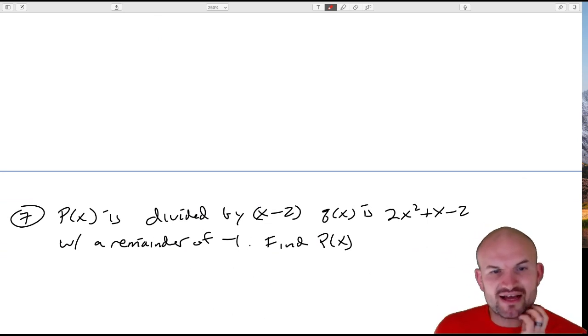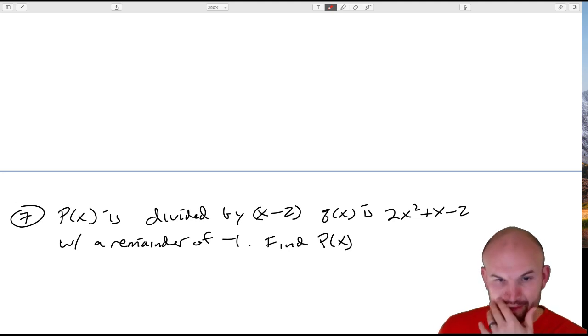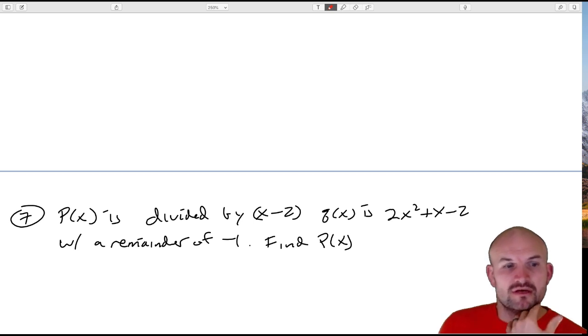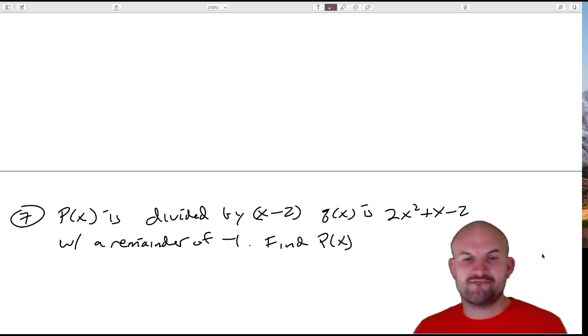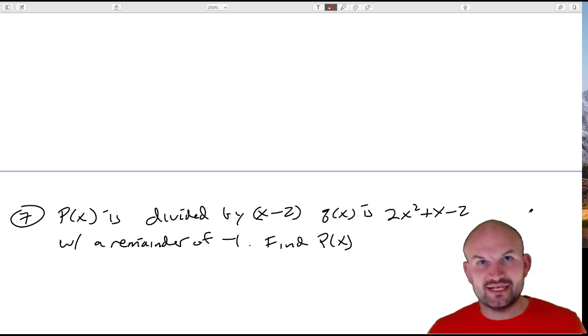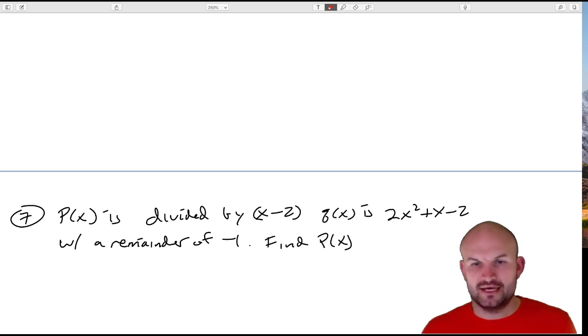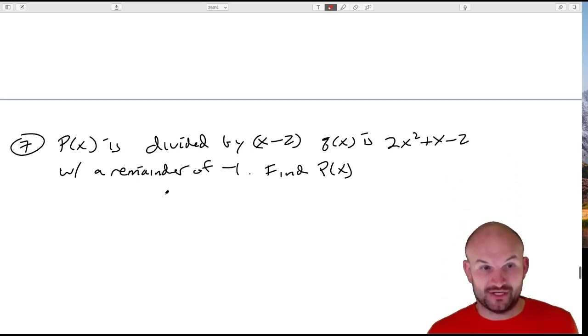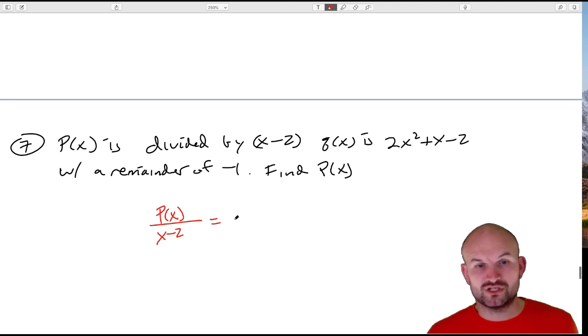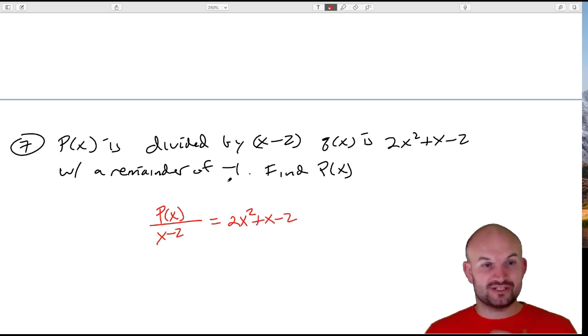So this one says P of x is divided by x minus 2, and Q of x is the quotient with a remainder of -1. Find P of x. Okay, so we need to understand how to write a division problem when we have a remainder. If I have P of x divided by x minus 2, and it gives me a quotient, which we're going to call Q of x, which ends up being 2x squared plus x minus 2, then all we do is find the remainder.